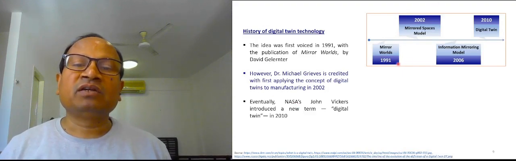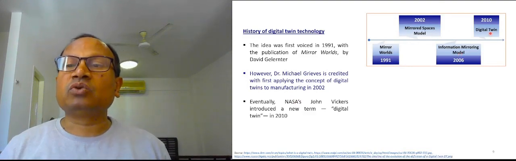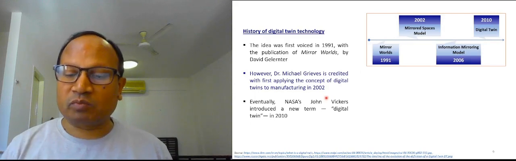Let's understand briefly the history of digital twin. The idea was first voiced in 1991 with the publication of Mirror Worlds by David Gelernter. However, Dr. Michael Grieves is credited with first applying the concept of digital twins to the manufacturing industry in 2002. Eventually, NASA's John Vickers introduced a new term, digital twin, in 2010. So in the year 2010, this term was formally introduced by one of NASA's projects by John Vickers. So you see here 1991 Mirror Worlds, 2002 Mirrored Spaces Model, 2006 Information Mirroring Model, to 2010 when Digital Twin was actually coined and introduced by NASA's person.